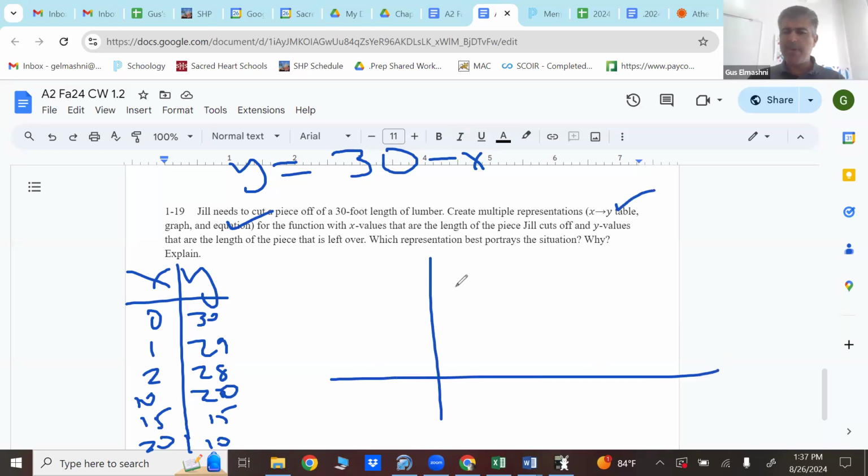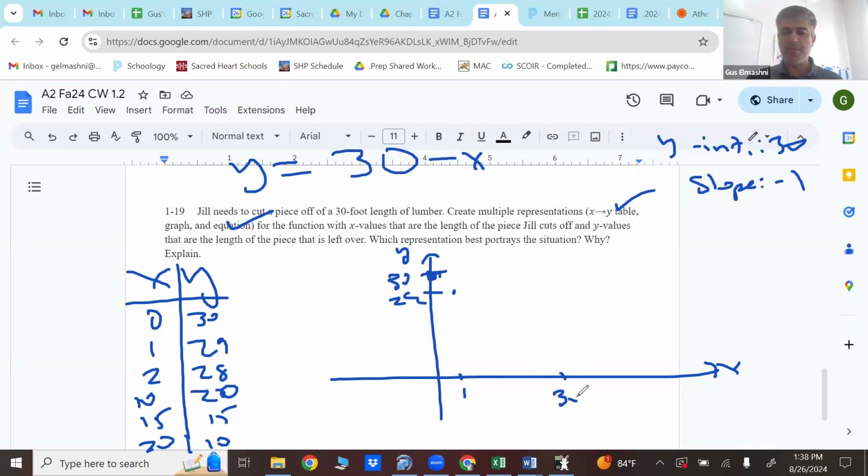And let's do a graph. Graph's probably the best way to look at it. If you look at the equation, what's my y-intercept? If I plug in 0, what do I get? 30. And what's the slope here? It's negative 1. So you go down 1, right 1. So I plug in 1, I get 29. It's going to cross. I know it didn't scale, but it's okay. Ultimately, if I cut off 30 feet, then you have nothing left. So that's what happens.